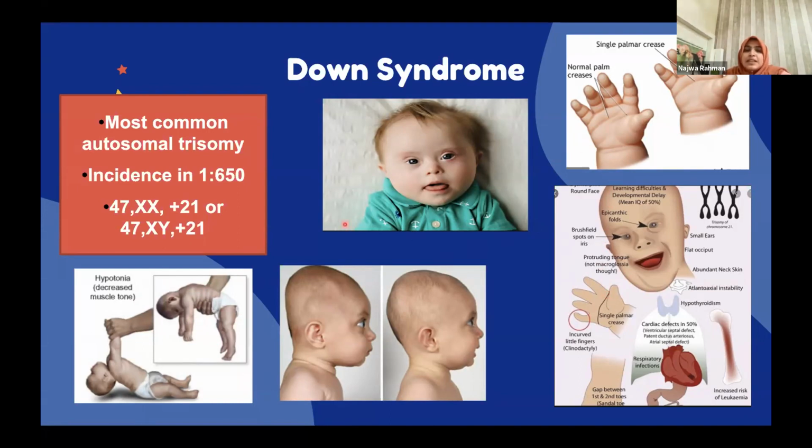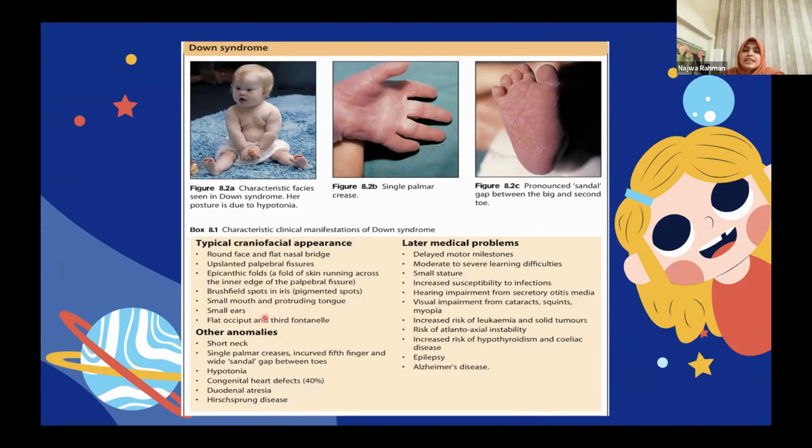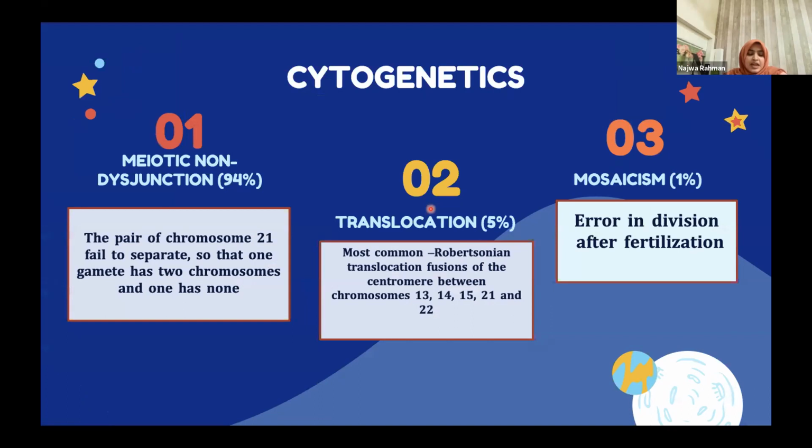So these are among the clinical features of Down syndrome. In this table, the characteristic clinical manifestations of Down syndrome that the patient may manifest are shown. This table is taken from a Sunflower textbook. Okay, next.